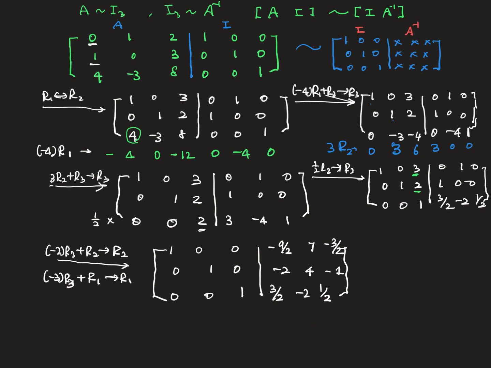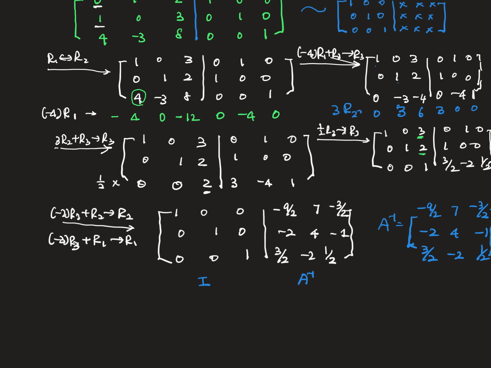So after this, look at the left one. We call this the identity matrix, right? This one is A inverse. So A inverse is going to be negative 9 over 2, 7, negative 3 over 2, negative 2, 4, negative 1, 3 over 2, negative 2, 1.5. That's how you find the inverse matrix. Much more complicated than a 2 by 2 matrix, right?